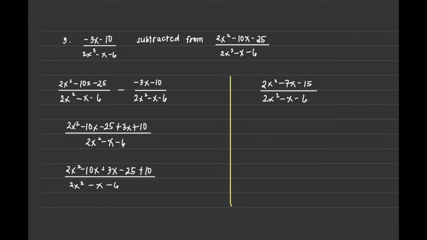After combining the terms, we then try to simplify the rational expression by factoring out the numerator and the denominator and eliminating their common factor. We have first the factors of 2x squared minus 7x minus 15. These are the quantity of 2x plus 3 and the quantity of x minus 5. For the denominator, 2x squared minus x minus 6, we have the factors, quantity of 2x plus 3 and quantity of x minus 2. We cancel out 2x plus 3 in both numerator and denominator since they are common factors. And we get the final answer, x minus 5 all over x minus 2.